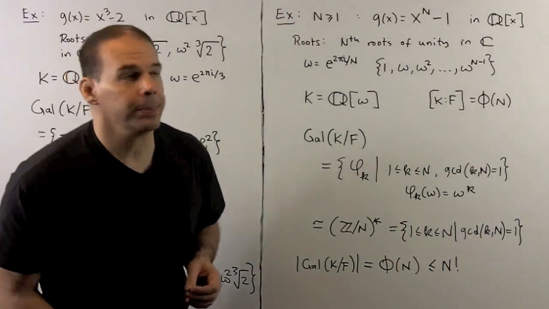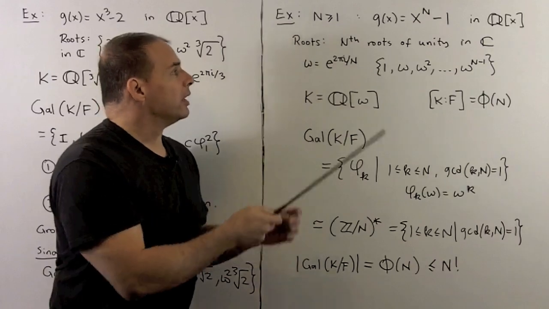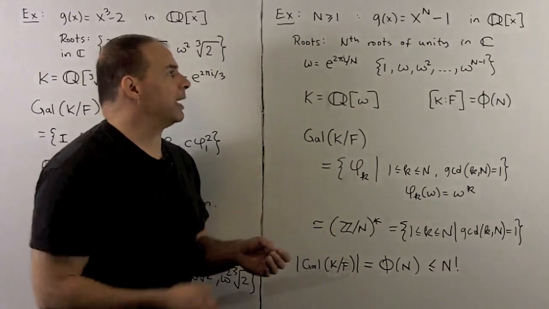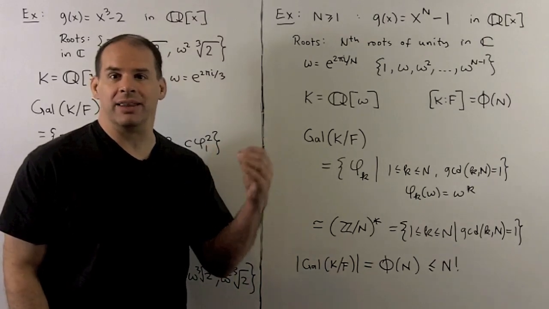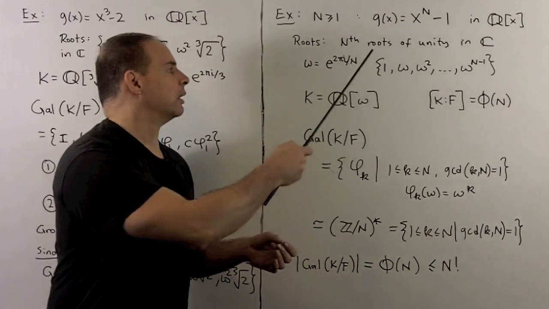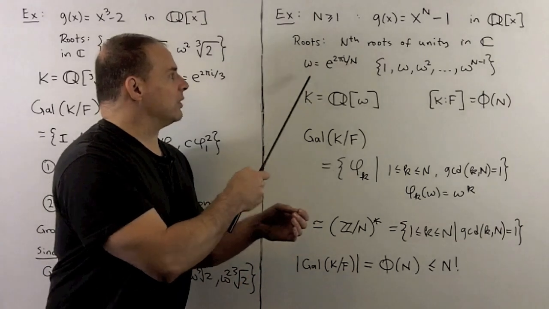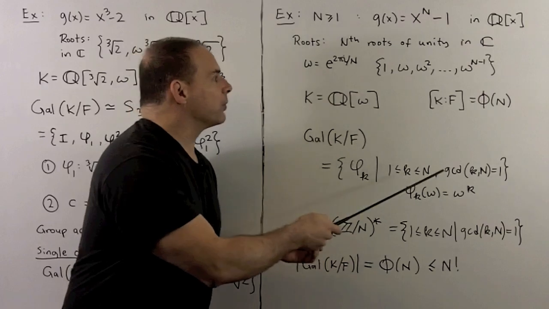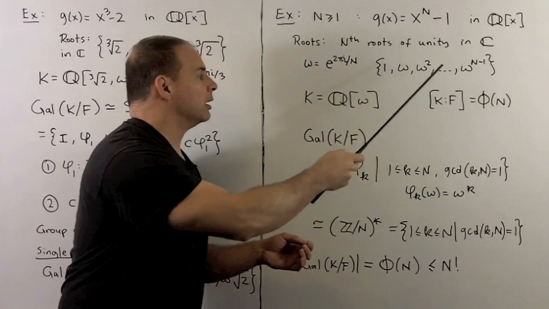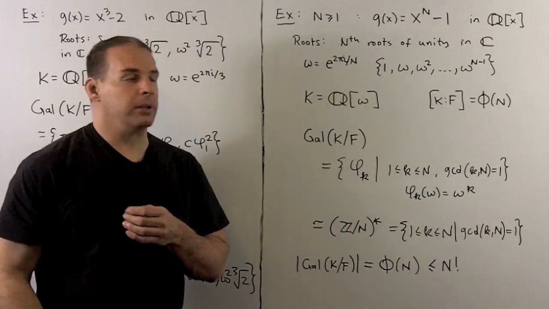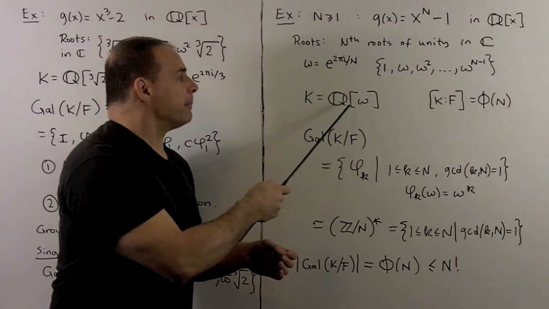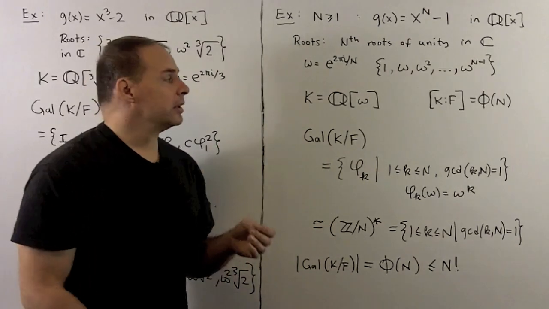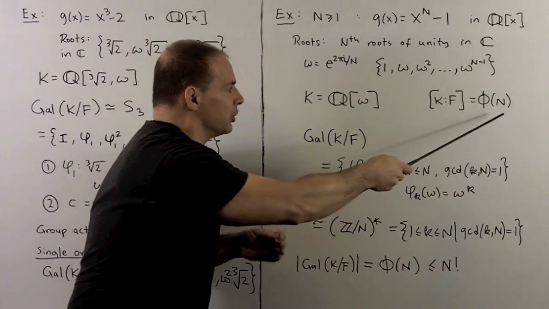Another familiar example, fix a positive integer n. We let g be equal to x to the n minus 1 over the rationals. So here the roots are going to be the n distinct nth roots of unity in the complex numbers. So here we have omega equal to e to the 2 pi i divided by n. And then the roots are 1, omega, omega squared, up through omega to the n minus 1. For the splitting field, K is equal to the rationals adjoin omega. So the degree of K over F is going to be equal to phi of n. So this is the Euler totient function on n.